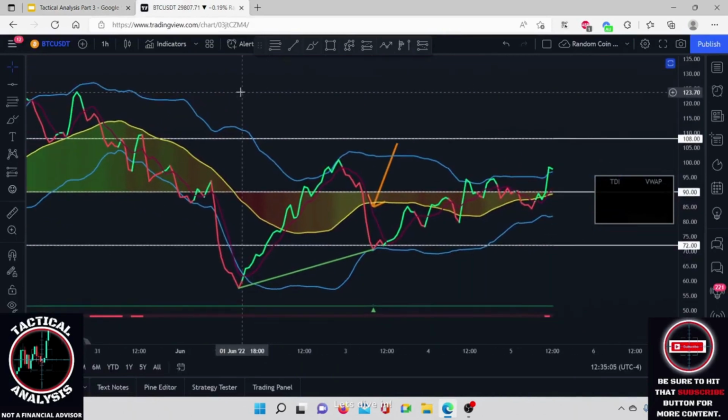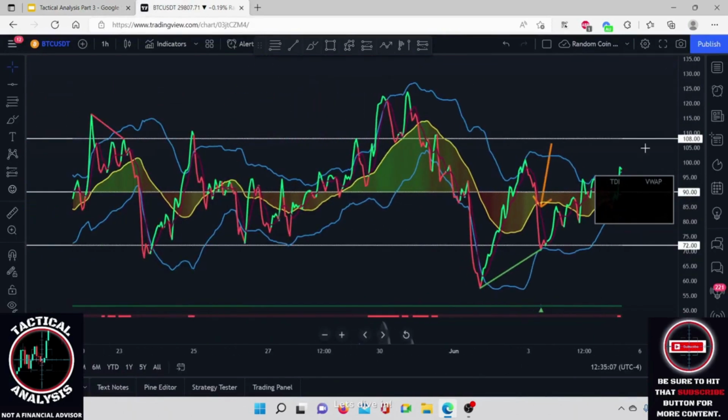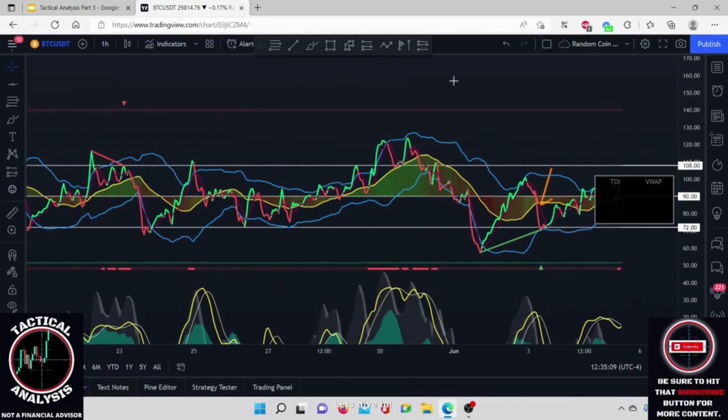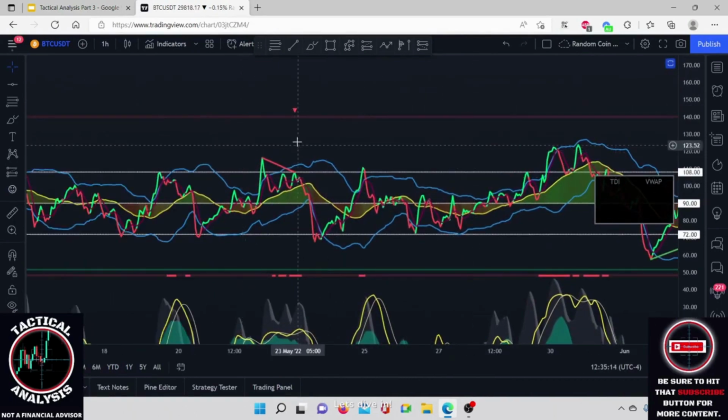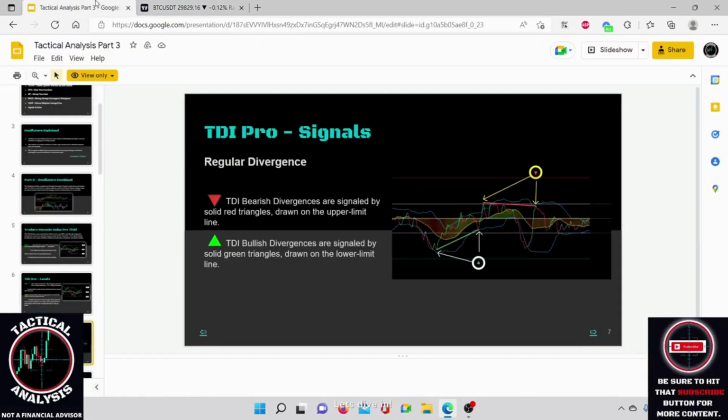All right, let's zoom out and take a look at an example. Okay, let's bring it out. Here we go. Perfect example. Okay, you have a bearish divergence. Once it's confirmed, you will see that print above. Okay, on the opposite side, we have the bullish divergence represented by green, right?